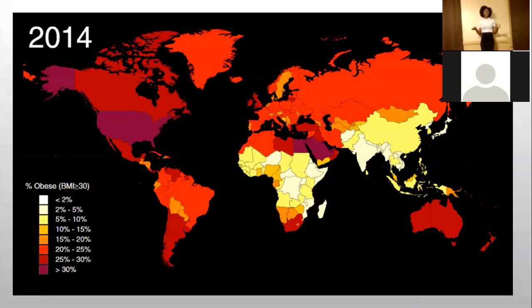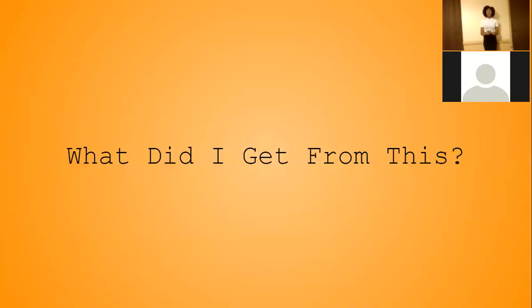So I also have a map. This map basically shows the rates of obesity throughout the world. As you can see, the darker areas are the ones where obesity is most prevalent. You can see the US is a dark purple, and in the countries that I mentioned before, you can see that their obesity rates are higher. So, I mean, lower.